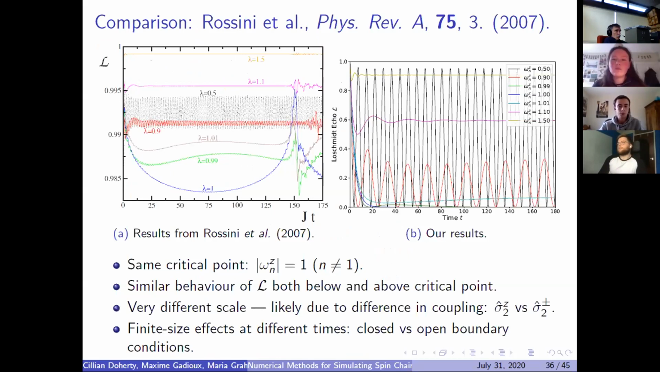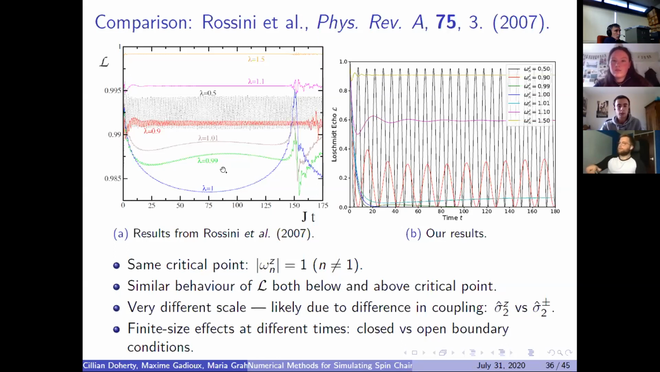So we use this measure because we compare our results to a paper by Rossini et al., who also used the Loschmidt echo. It's just easier to compare our results. So we selected the parameters in our model to match as closely as possible to what Rossini et al. did.